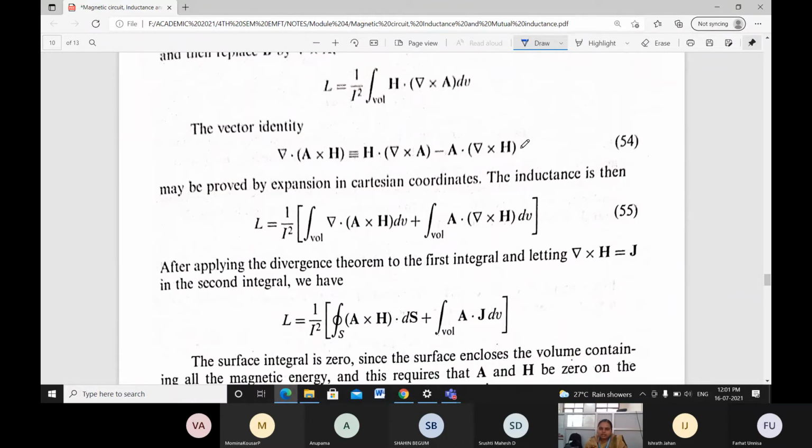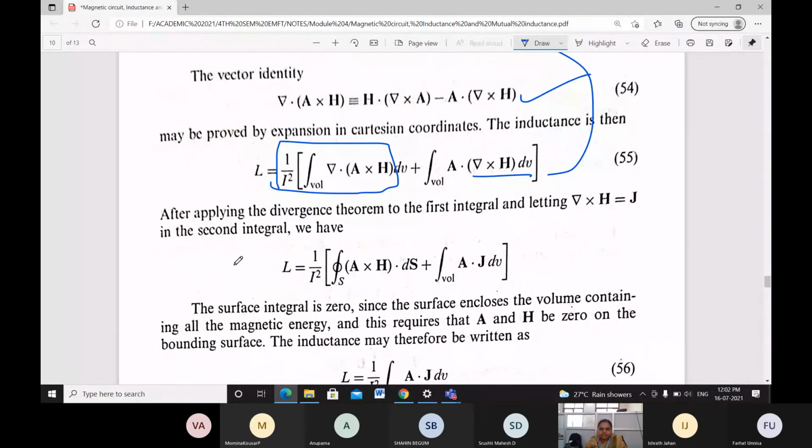Then, using a vector identity, I can write L as 1 divided by I squared times the volume integral of del dot (A cross H) dV plus the volume integral of A dot del cross H dV. After applying the divergence theorem to the first integral, and letting del cross H equal J, I can write the equation here.